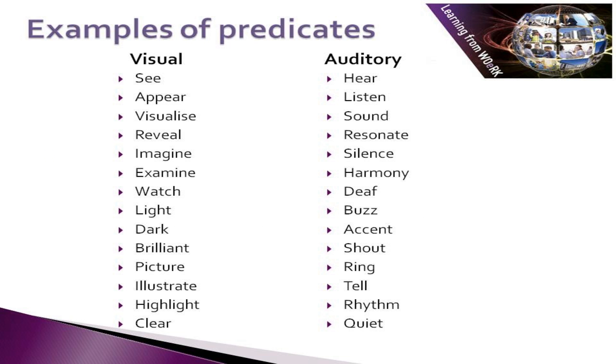These words that are linked to representational systems are called predicates. So let's look at some examples of visual and auditory predicates. So people with a preference for visual are likely to use words like see, as we've already found out in "I see what you mean." Appear, that appears right to me. I can visualize that. That reveals a lot to me. I can imagine just how I'm going to do that. Can we examine this very carefully? Watch out where you're going.